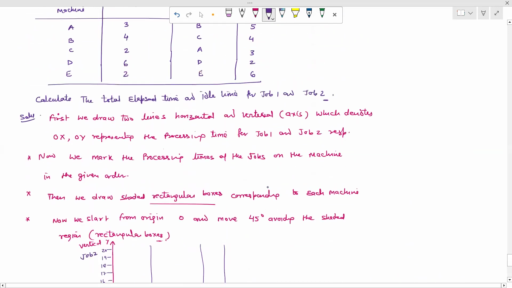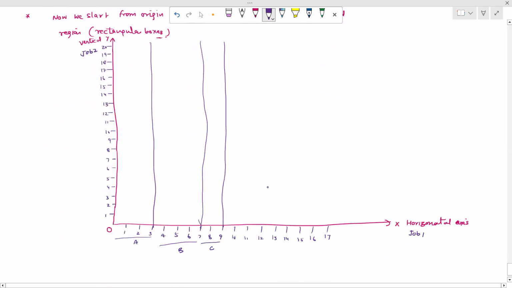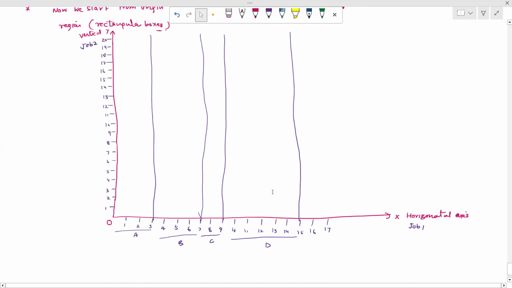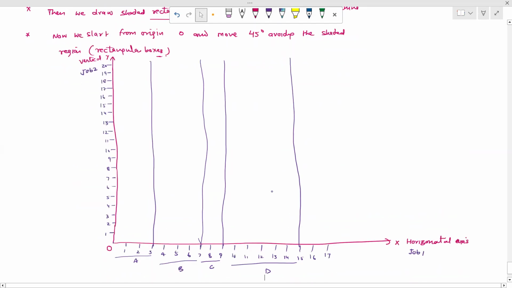Now we draw D. D has 6, so 9 plus 6 is 15. We draw the line parallel to the y-axis. This is for machine D. Last we have 2 for E, so 15 plus 2 is 17, and we draw the line at 17.